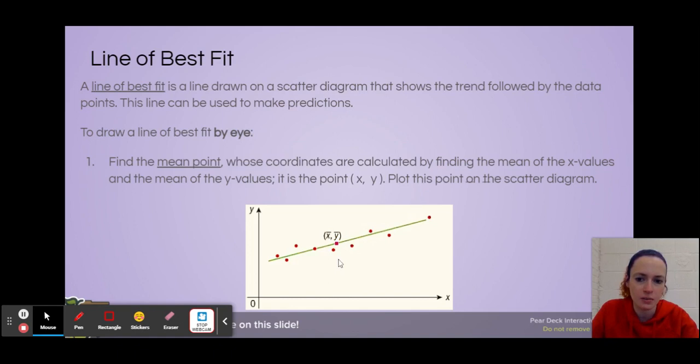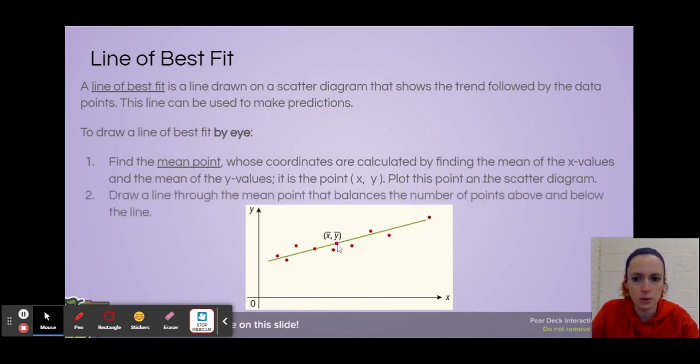If you see on this graph down here, we have this point labeled with that x and y, the mean of the x and the mean of the y. So this point was the mean point. And then you'll draw a line going through that mean point, making sure that you have an equal amount of points both above and below the line.